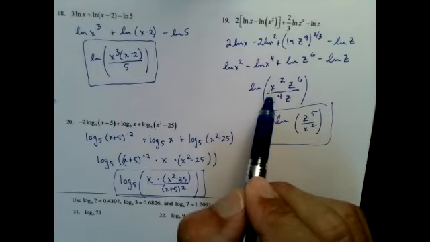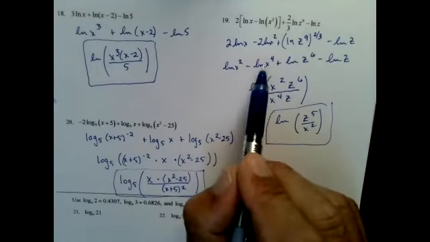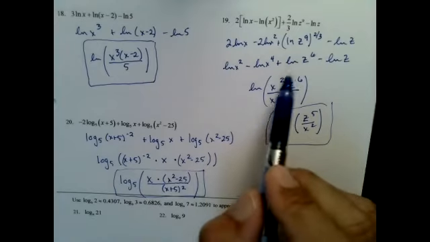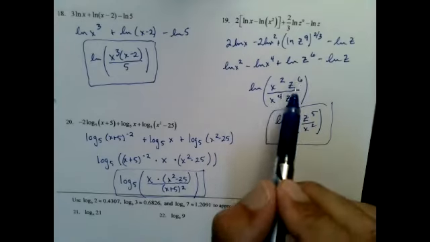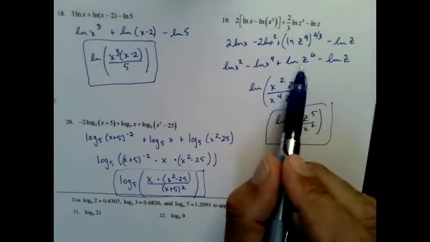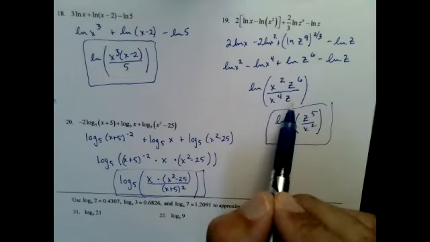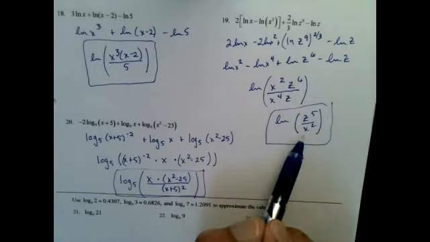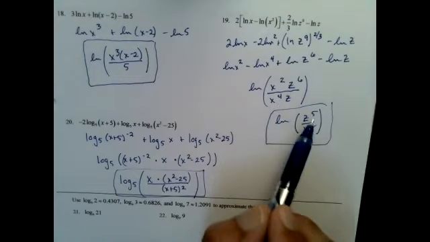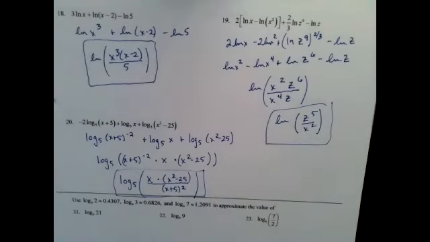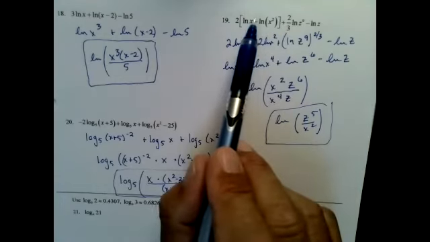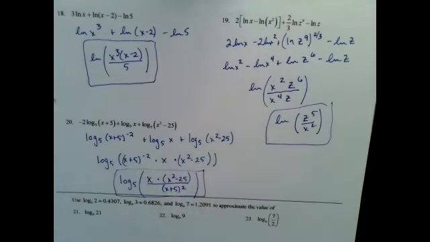X squared is in the numerator. X to the 4th is in the denominator. Z to the 6th is in the numerator because it's plus. Minus, put z in the denominator. X squared over x to the 4th is x squared. Z to the 6th over z is z to the 5th. So that big honking ugly expression does clean up pretty nice.